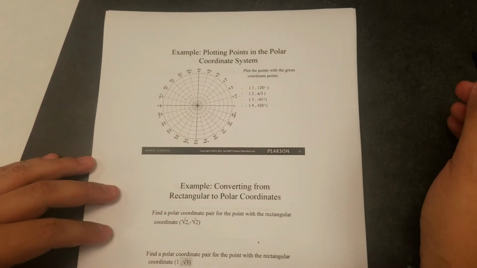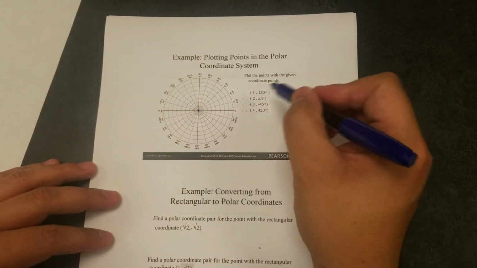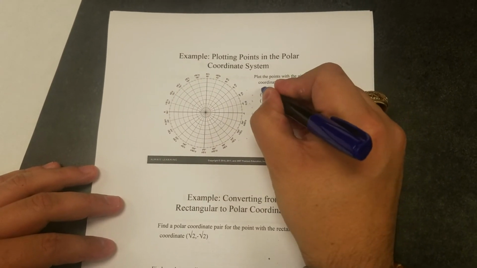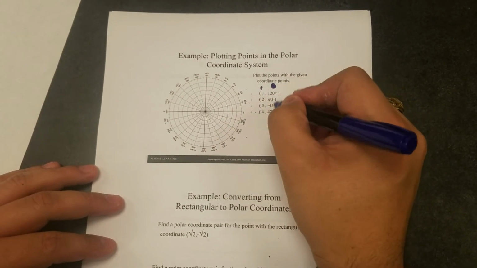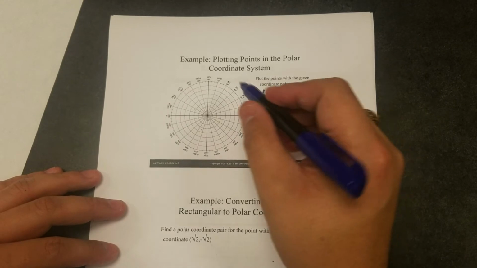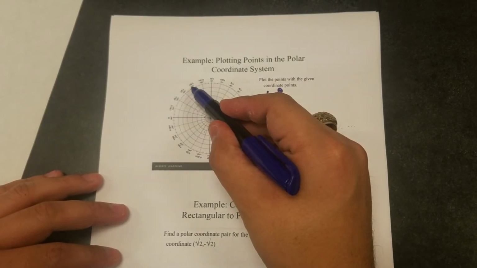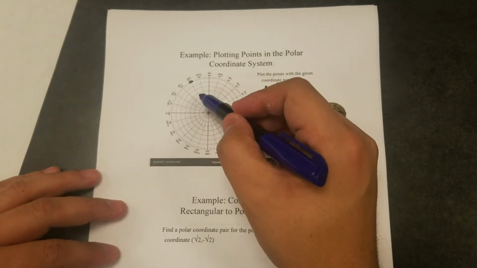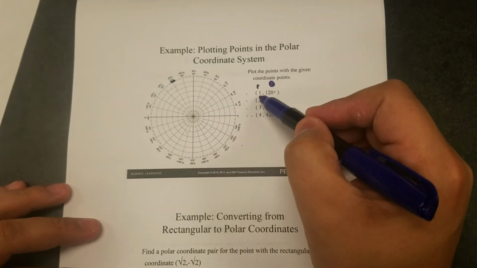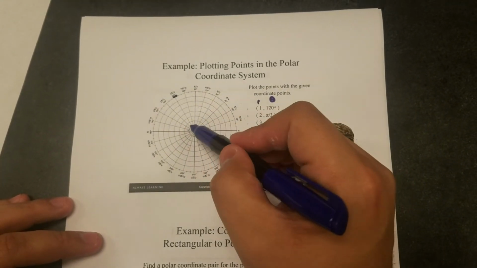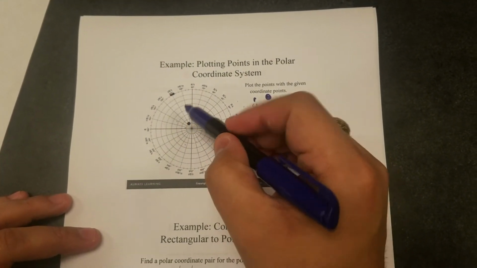So remember, when you're plotting these points, you start first with the angle, so theta. Here I want to go to 120 degrees. I see it right here. I want to go straight to the middle, and then I want to go a radius of 1 out. That's point A.